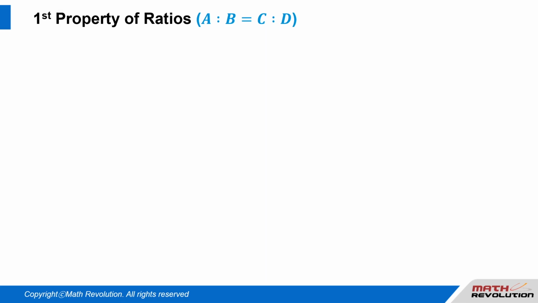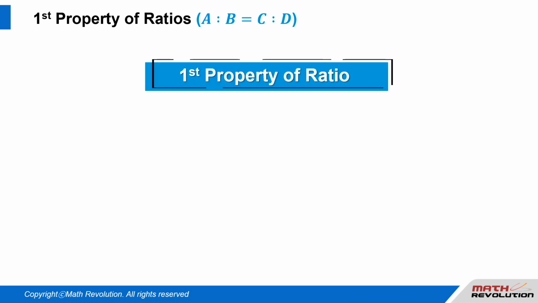In this video, we'll be talking about the first and second properties of ratios. That is, A is to B equals C is to D. First property of ratios.